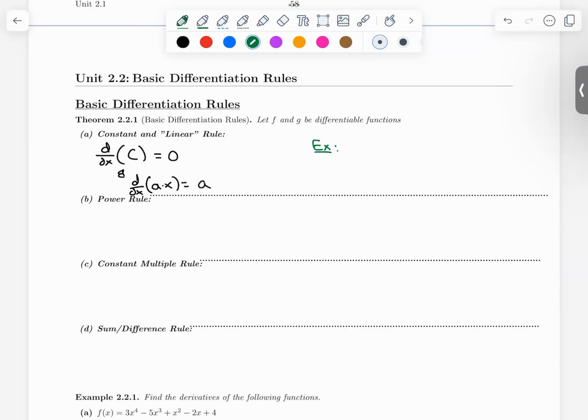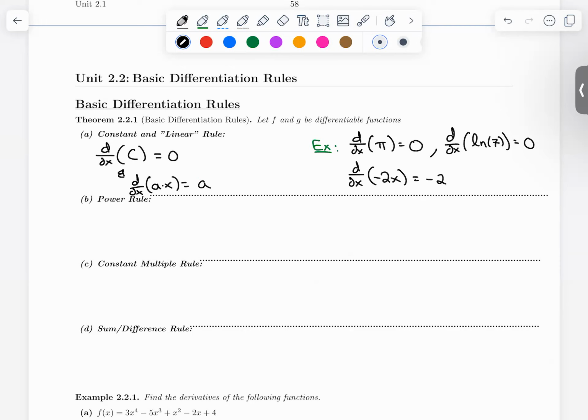Example, d dx of pi equals 0. The derivative of pi is just a number, 3.141596939, blah, blah, blah. Derivative is 0. The derivative of natural log of 7 is 0 because natural log of 7 is a number. And then another example, d dx of, let's say, negative 2x is negative 2.